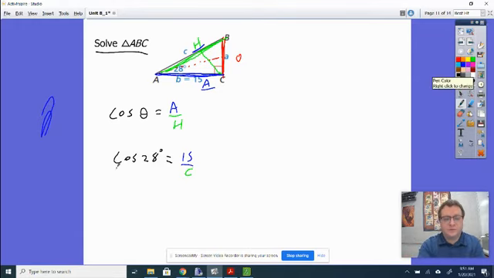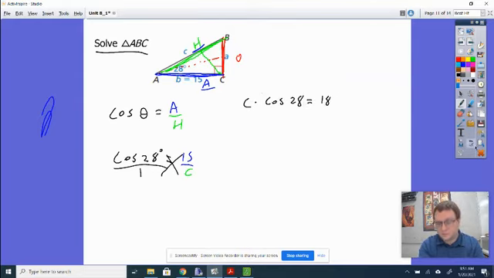What I'm going to do is cross multiply. Now to cross multiply, I need to have it over 1. Dividing by 1 doesn't change anything. So I'm going to cross multiply here. That's going to give me C times the cosine of 28 is equal to 15 times 1. I still need to get C by itself. So I need to divide both sides by the cosine of 28.